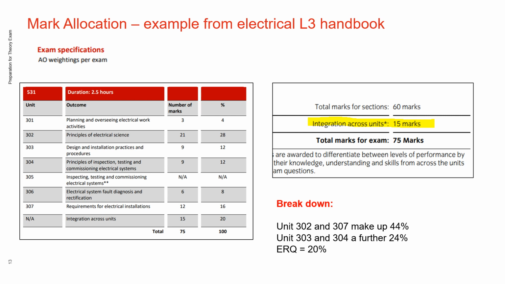15 marks, or 20%, comes from integration across units, which is the extended response question, or questions if broken down into 2. This isn't new content, but content across all units, and will be associated with AO4, meaning 80% of the marks are made up from all other questions.